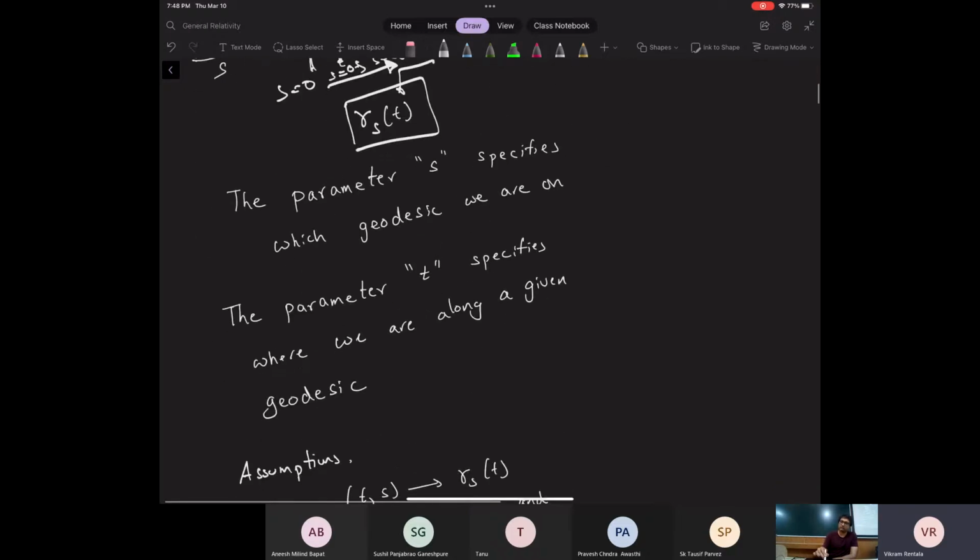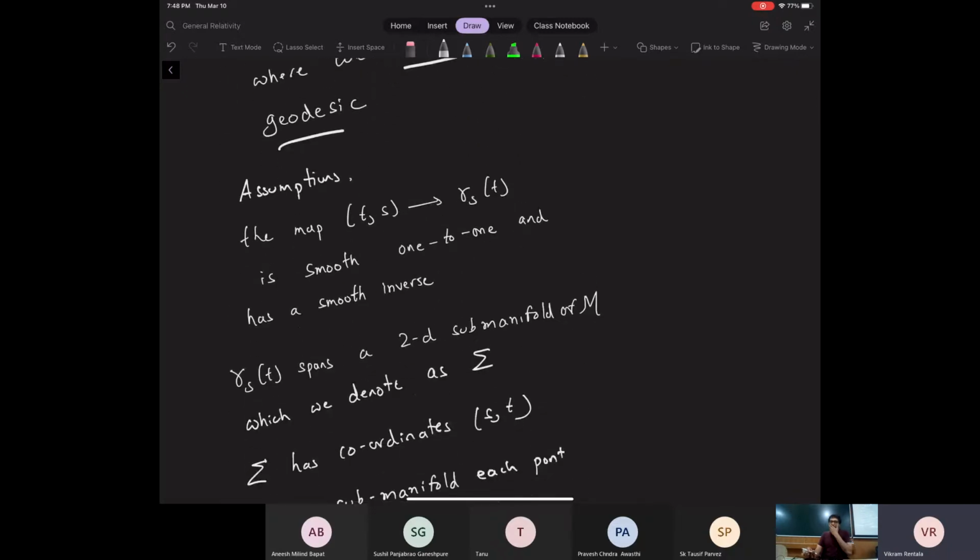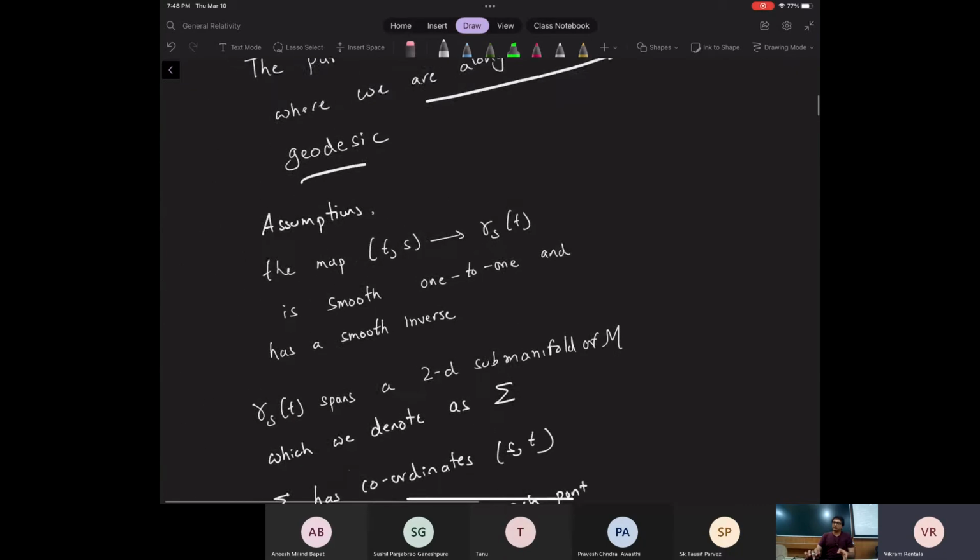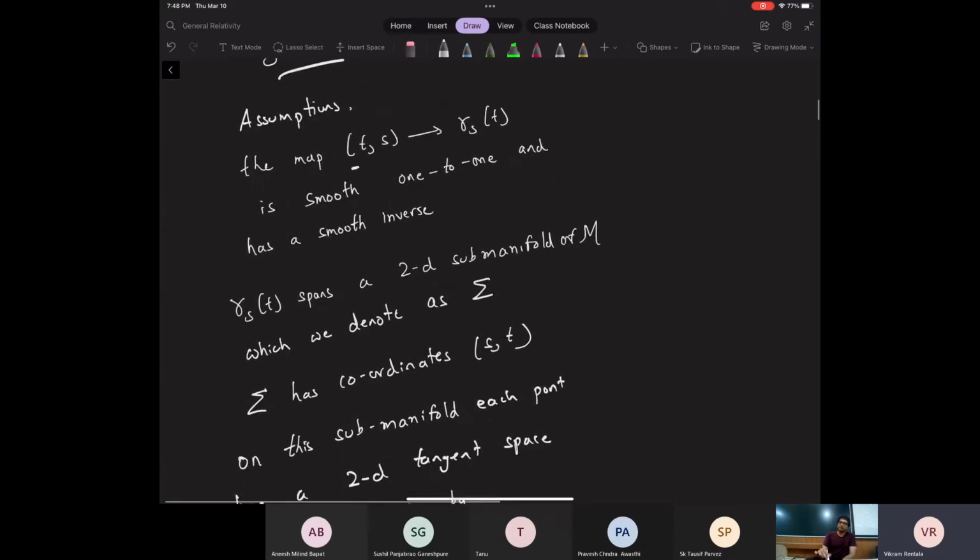So that's just what I've written here. The parameter s specifies which geodesic we're on, and the parameter t specifies where we are along a given geodesic. Now we're making some assumptions about this family of geodesics, which is that the map from t, s.